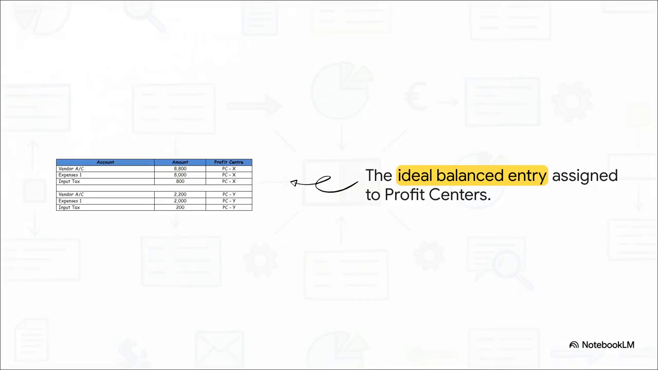And that's the crucial takeaway here. If the system automatically handles that math for us, splitting the 11,000 vendor account into 8,800 and 2,200, and carving the tax into 800 and 200, your reporting is perfectly balanced. The manual workload is completely gone.